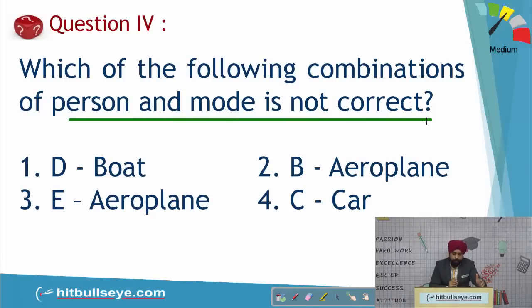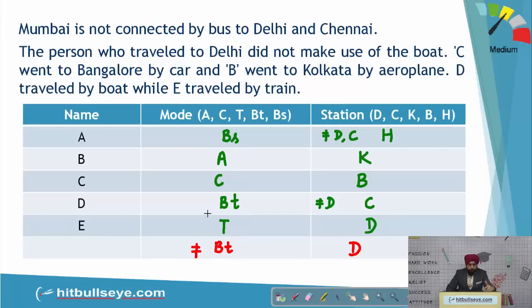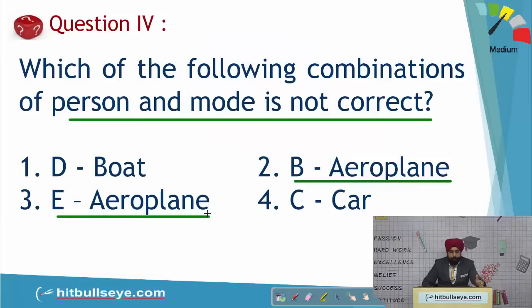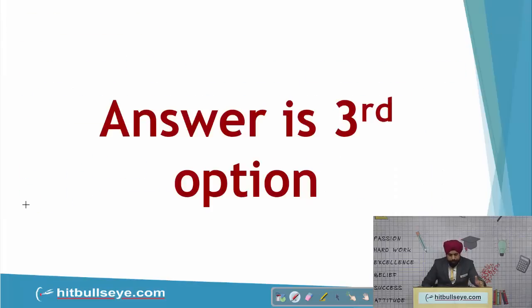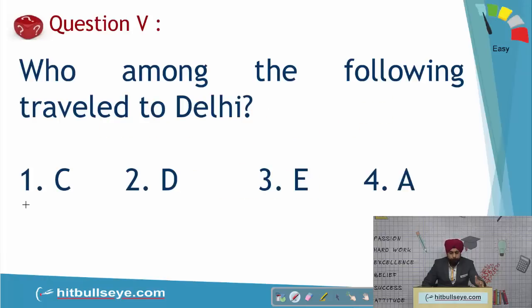So students, you can see here that option number 2 and 3, they both have aeroplane in this. So one of them is definitely wrong. We will see out of B and E who is wrong. So B is traveling by aeroplane, E is traveling by train. So option 3, which says E travels by aeroplane, stands to be wrong here, right? So students, answer is third. Similarly, you can answer this question of your own.